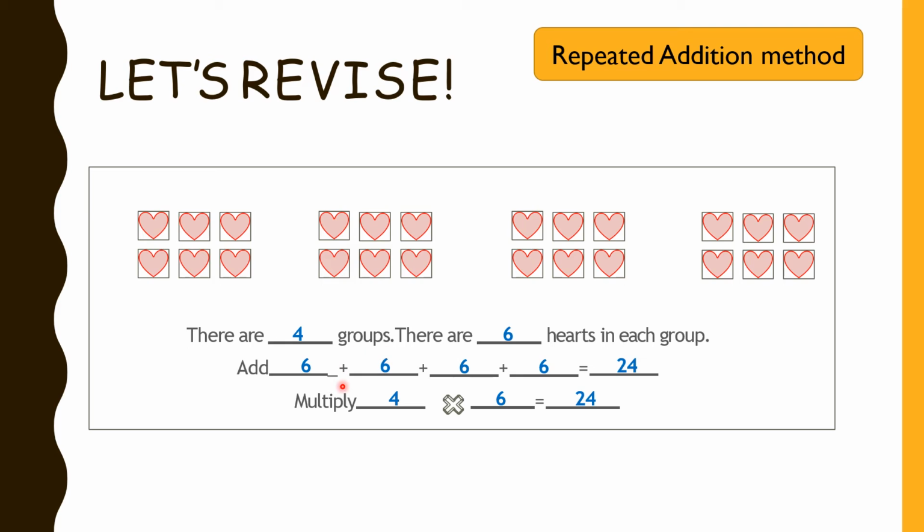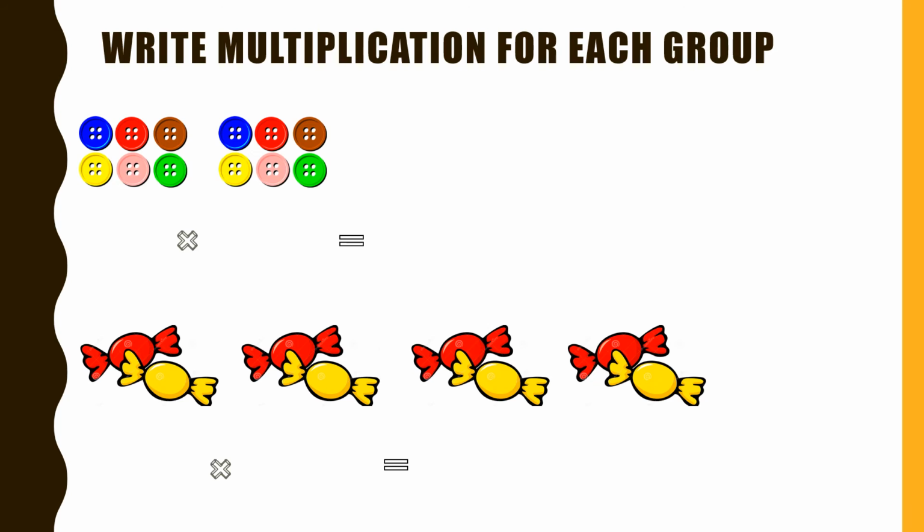But there is another way of writing it. We have learned this already, right? How many groups are there? 4. So I will write 4 times, what is the number in each group? 6. So 4 times 6 is 24. Okay students. Now see, here also we have to write the multiplication for each group. Now how many groups are there? 1 and 2. 2 groups are there. Now in each group, how many numbers are there?